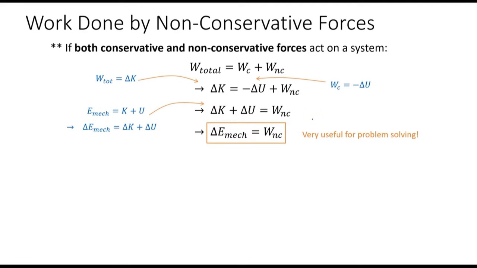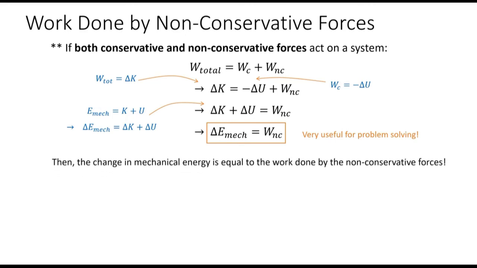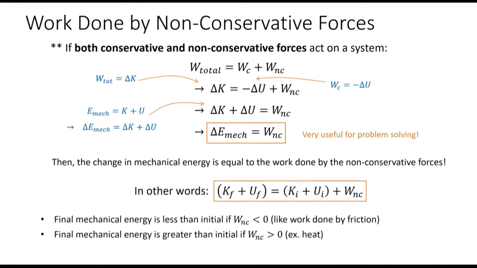And then we remember that mechanical energy is kinetic plus potential energy, K plus U. So the change in mechanical energy is just the change in kinetic plus the change in potential energies. That tells me that the left-hand side of this equation is really the change in mechanical energy of the system. So what we're left with is that the change in mechanical energy of a system is equal to the work done by the non-conservative forces acting on the system. This is really useful for problem solving.